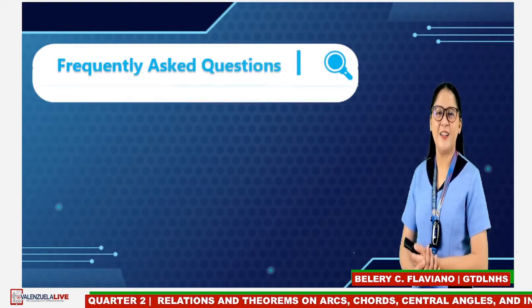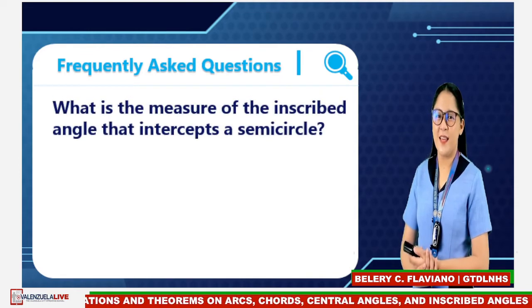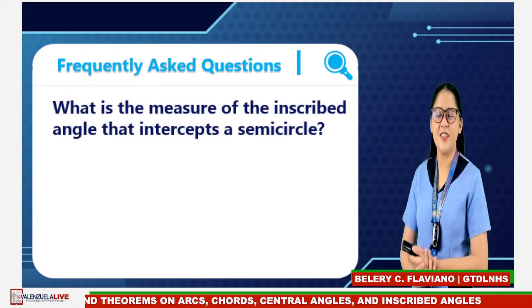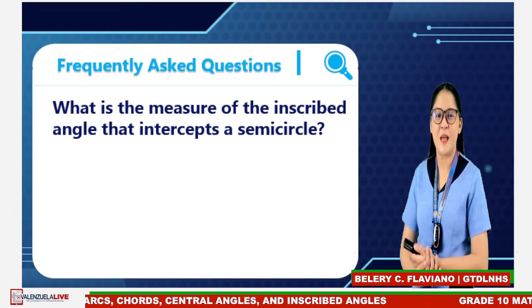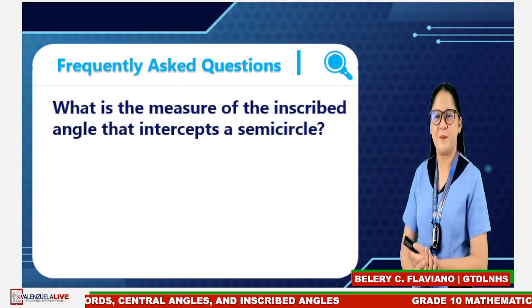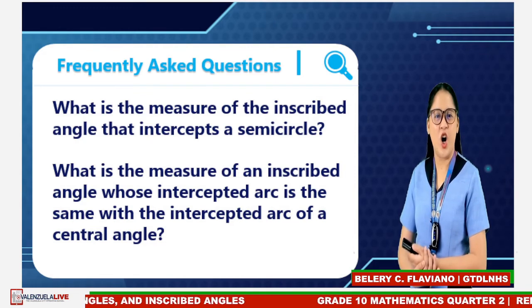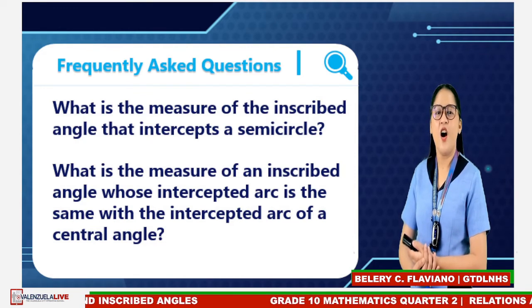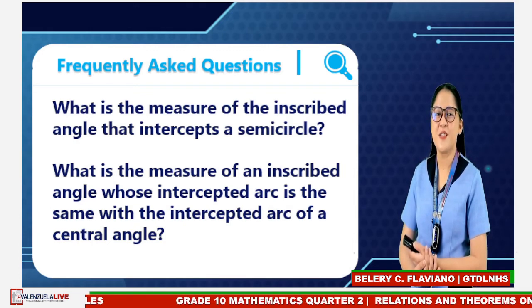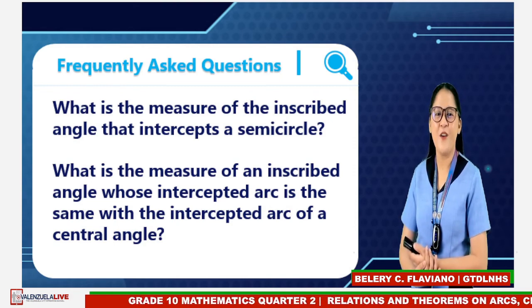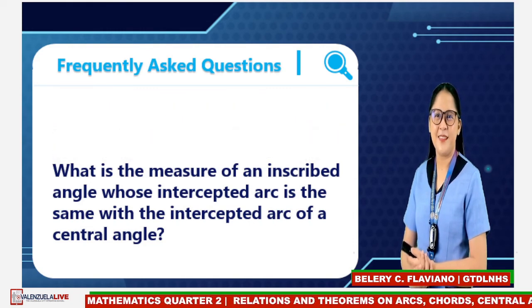Let us now talk about the frequently asked questions regarding our topic. What is the measure of the inscribed angle that intercepts a semicircle? The measure of the inscribed angle that intercepts a semicircle is 90 degrees. Next, what is the measure of an inscribed angle whose intercepted arc is the same as the intercepted arc of a central angle? The answer is that the measure of the inscribed angle is half the measure of the central angle subtended by the same arc.